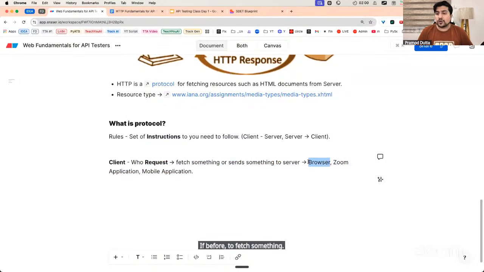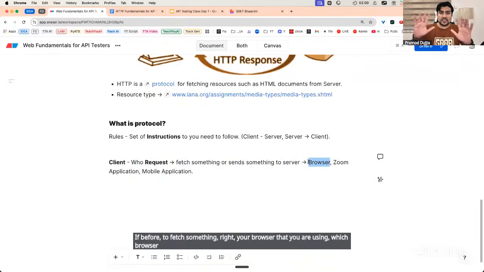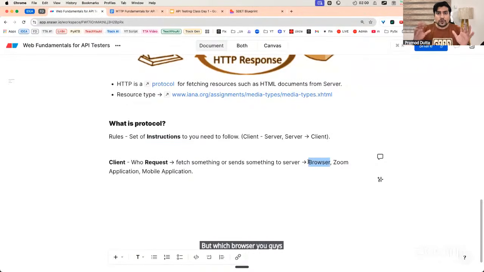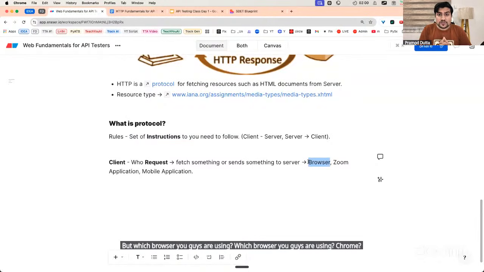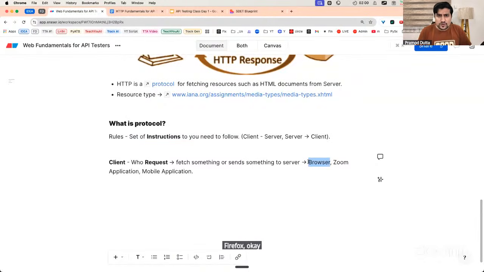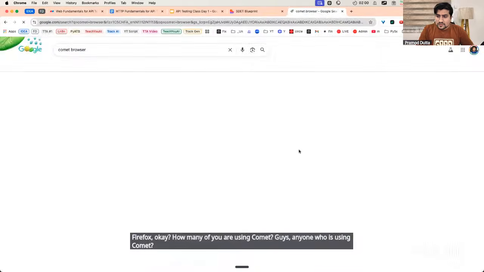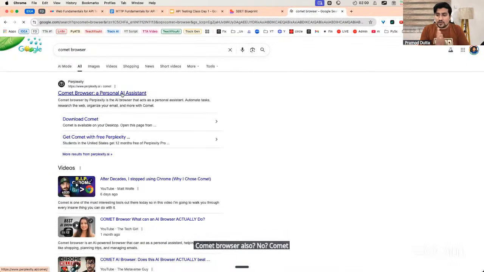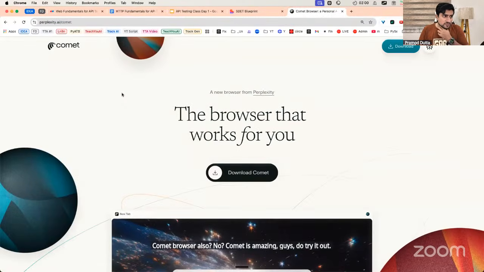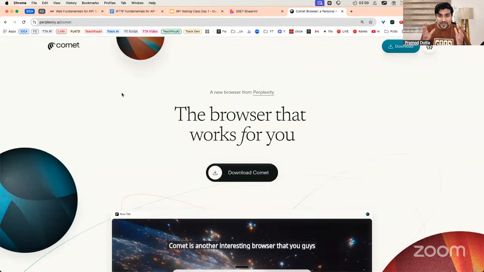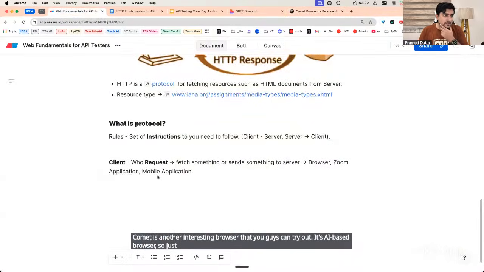Your browser that you are using, which browser are you guys using? Type in the chat, everyone. Chrome, Firefox. Okay. How many of you are using Comet? Anyone using the Comet browser? No? Comet is amazing, guys. Do try it out. Comet is another interesting browser that you can try out. It is AI based also. So I'm just giving you fundamentals.